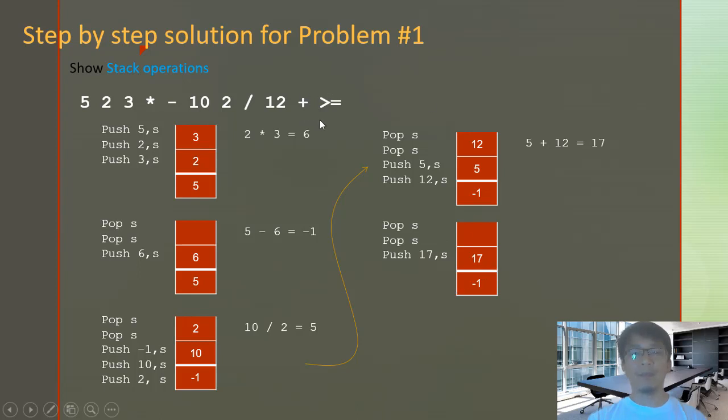Next, the last operator that we have is greater than or equal. All you have to do is, again, pop two values, -1 and 17. Then we check whether -1 is greater than or equal to 17. The result is 0, or false. So we pop two values and push 0 into our stack. The final stack that we have is 0. Okay, that's it.